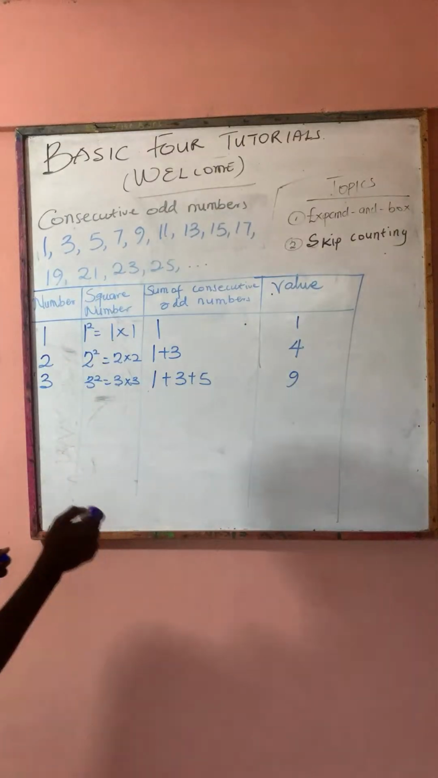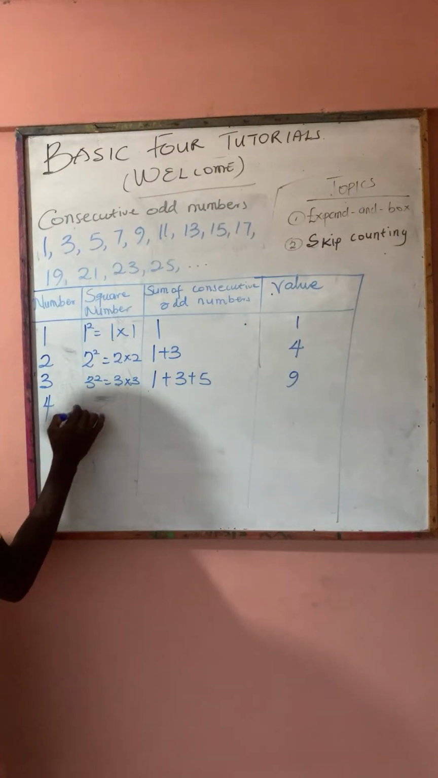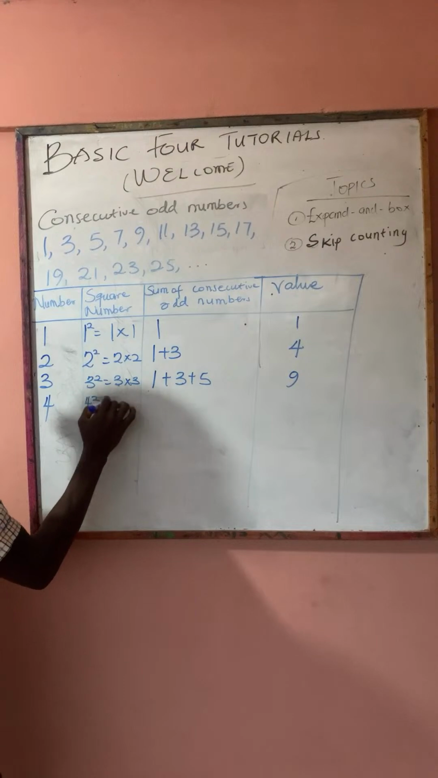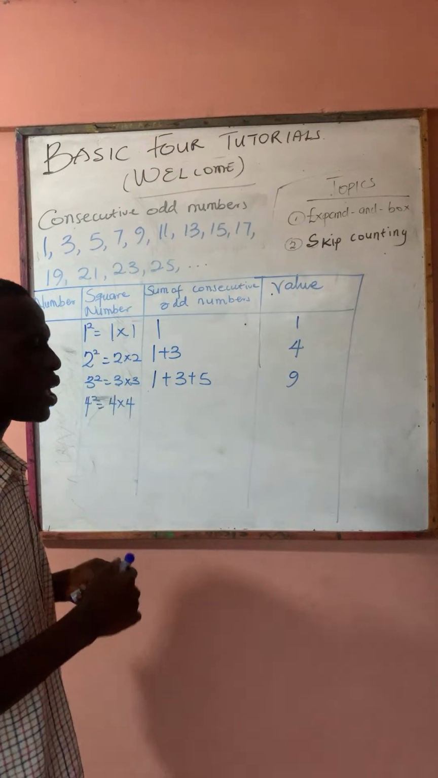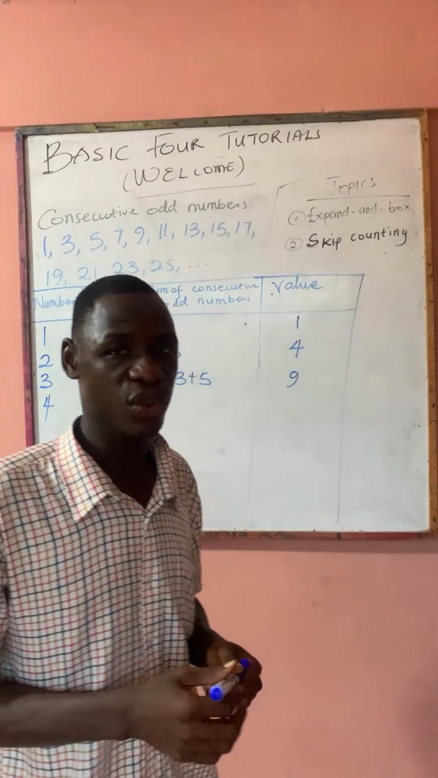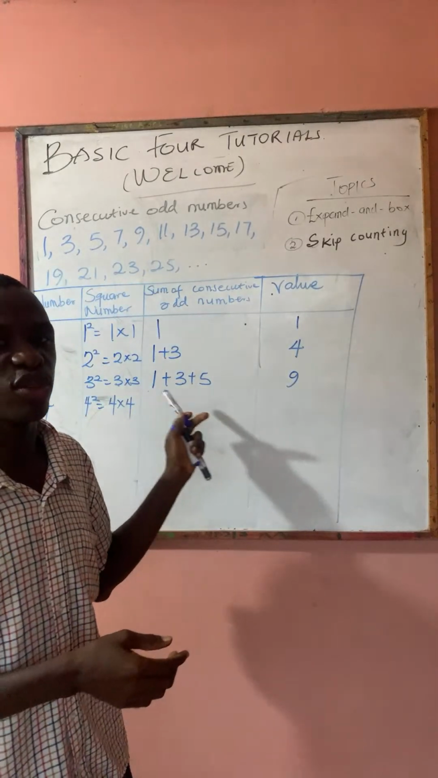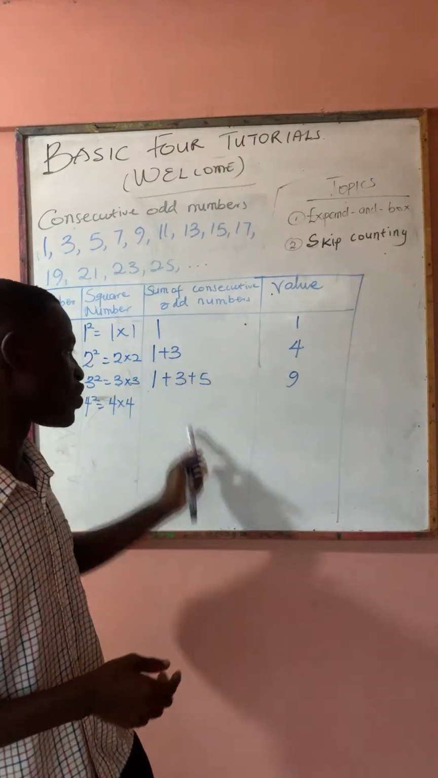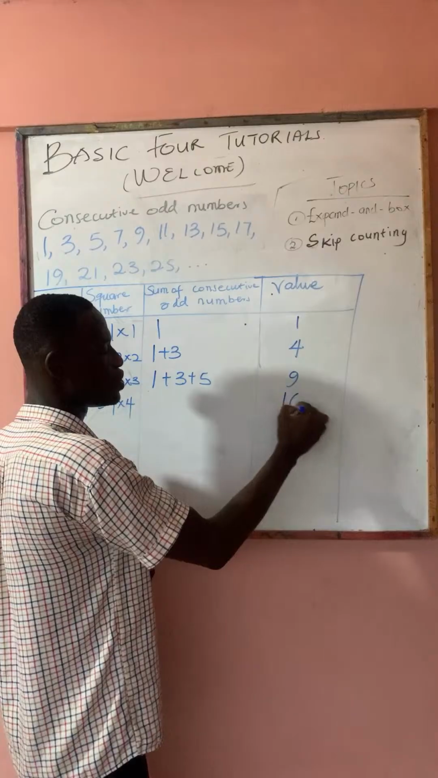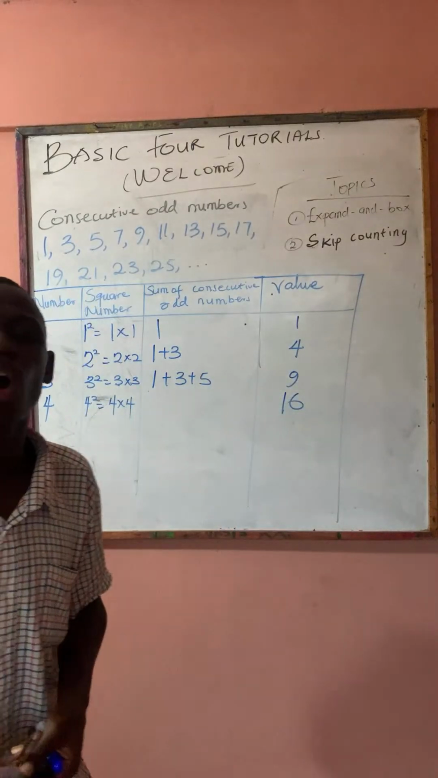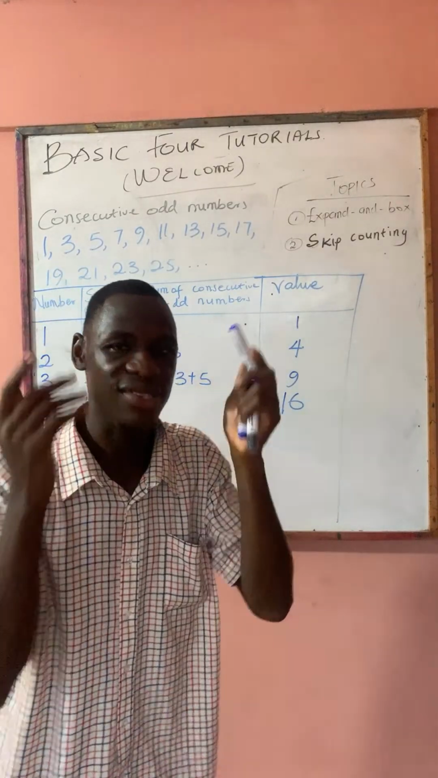Alright, let's see the next number, 4. We get 4 squared, which is 4 times 4. What's the value of 4 times 4? Let's work the value out and use it to find this one. Then next, we use this one to find the value over here. Okay? So 4 times 4 is equal to 16. Now, which odd numbers will be added to give us 16?